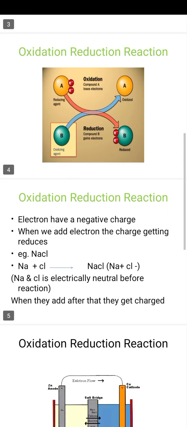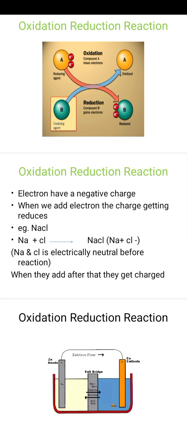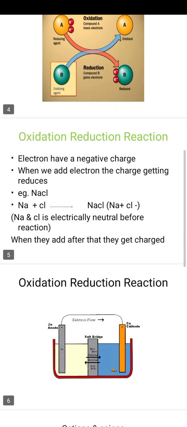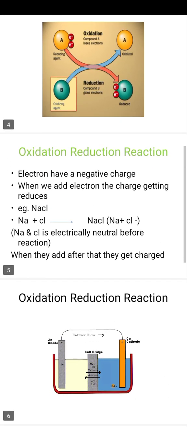Clear? In oxidation-reduction reactions, electrons have a negative charge. When we add electrons, the charge gets reduced. For example, in NaCl, Na and Cl are electrically neutral before the reaction. See this. The Na and Cl are neutral. When they react with each other by transferring electrons, they get charged. Before, they are electrically neutral.